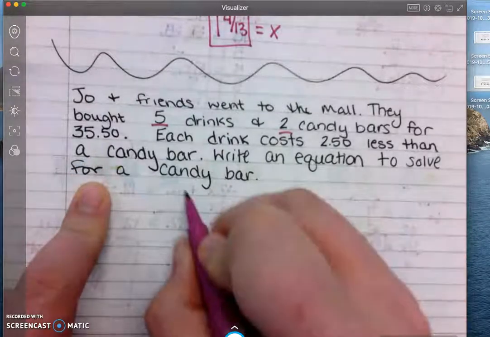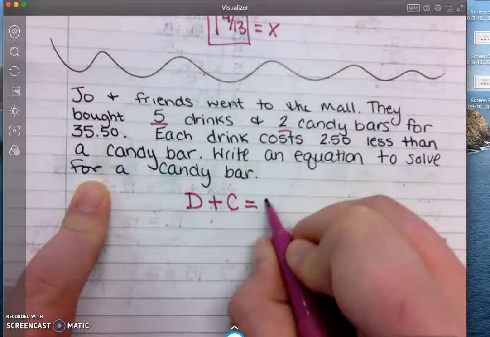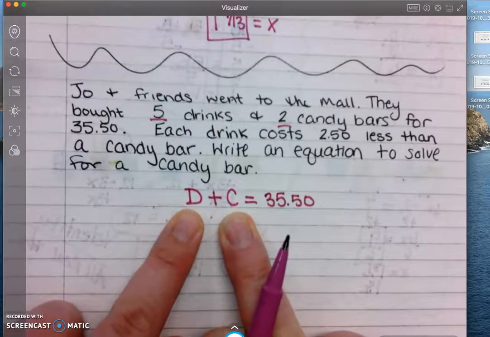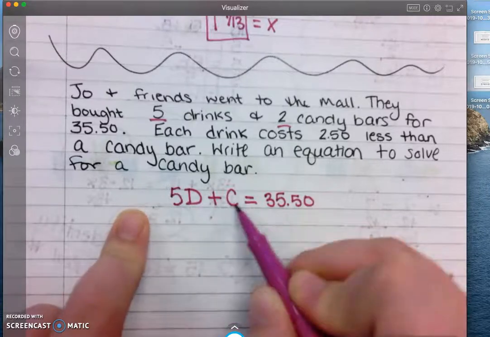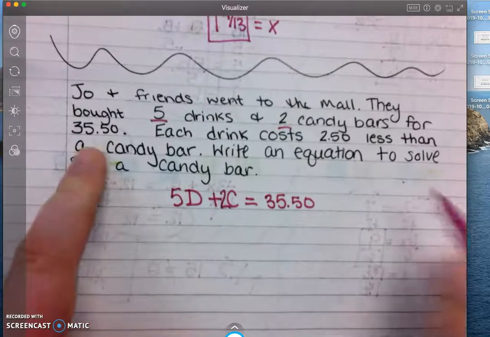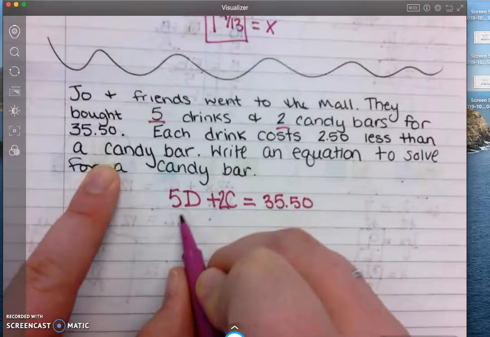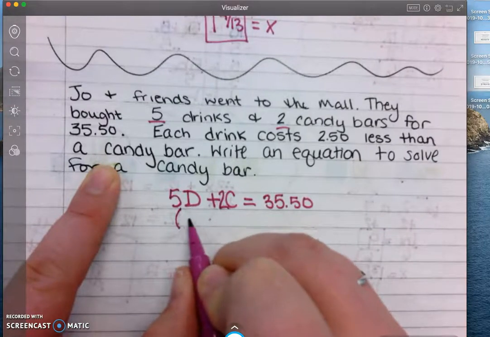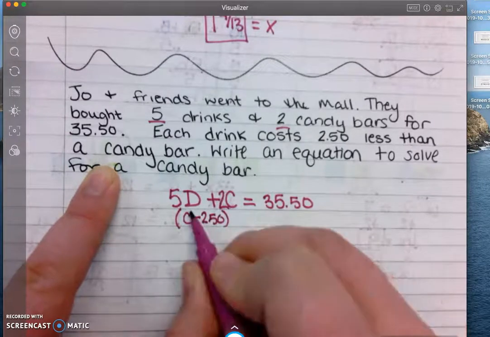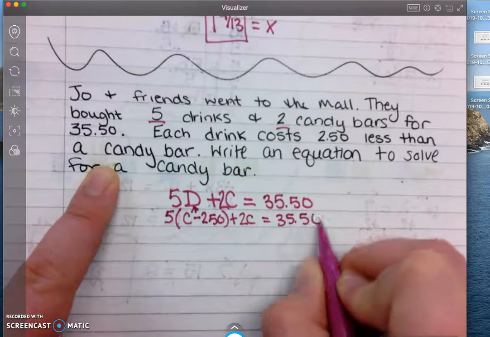Well, first, think about this. A drink plus the candy is going to equal what? This candy bar must be like 20 bucks. $35.50. This is representing the amount of each, right? So how many drinks did you buy? 5. And how many candy bars? 2. So do you see how they did that? But now, each drink costs $2.50 less than a candy bar. So instead of drink, we're going to put C minus 2.50. So I put that in there, and that's 5 times, plus 2C equals 35.50, right?